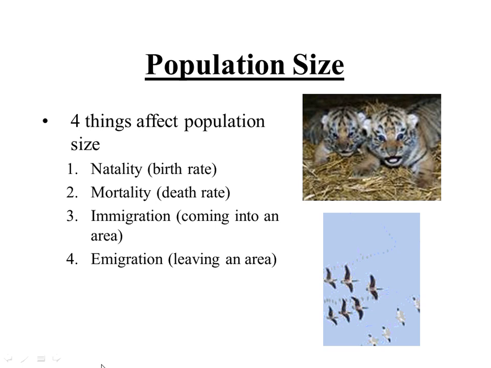If we're talking about a particular area, like a certain forest, we can have immigration, so bunnies coming in from neighboring forests. I don't know why, maybe they didn't like it in the first place. And emigration, organisms leaving that area. So you combine all of those things, and you then have, in the end, what determines the population size. Birth rate and immigration cause the population to go up. Death rate and emigration cause the population to go down.